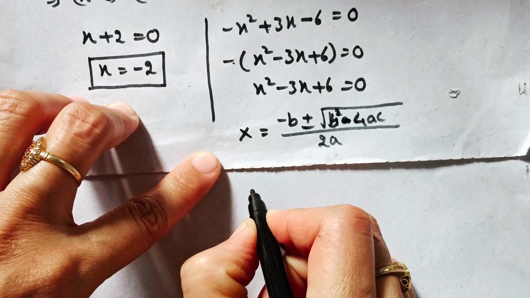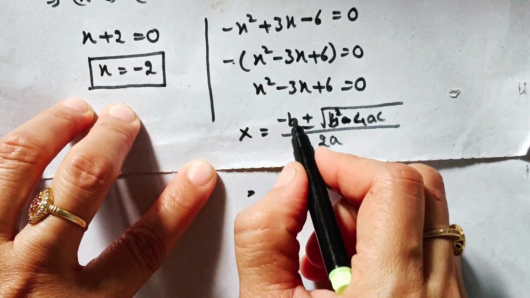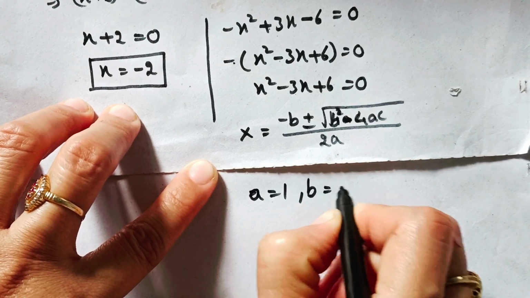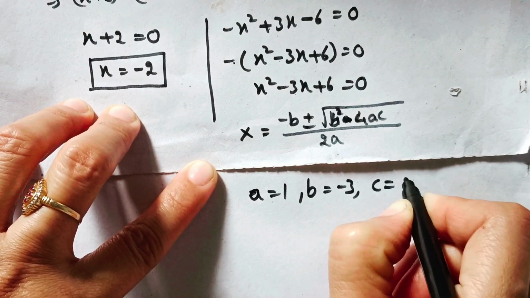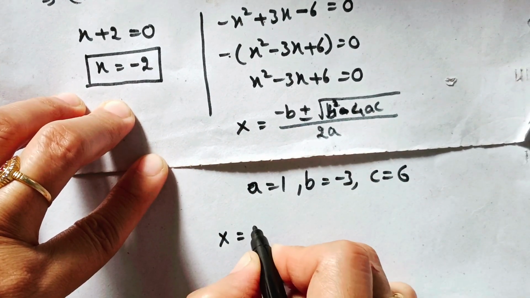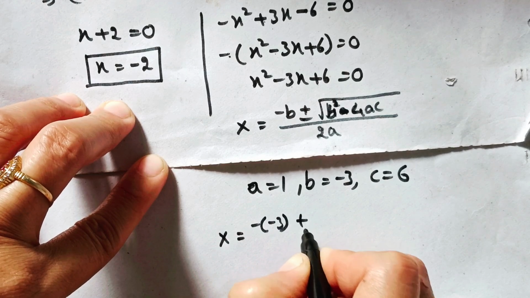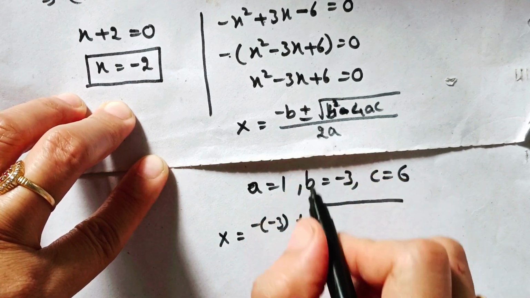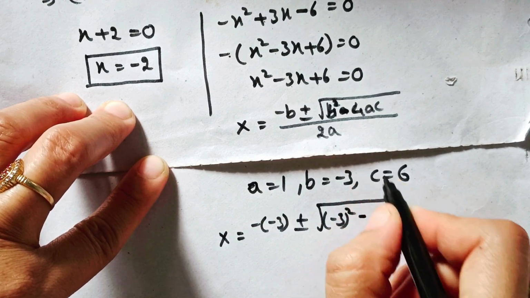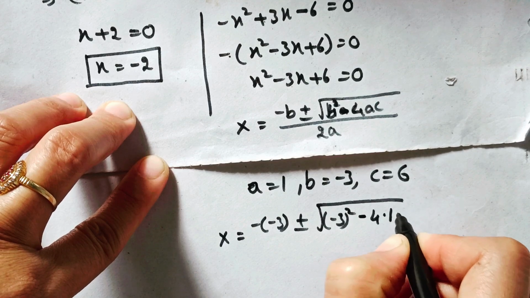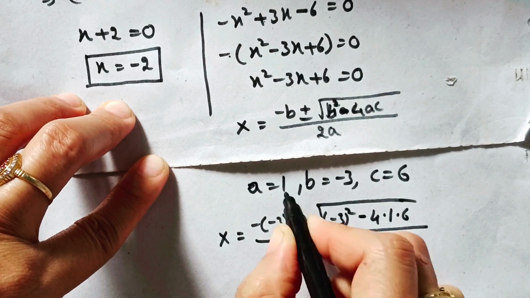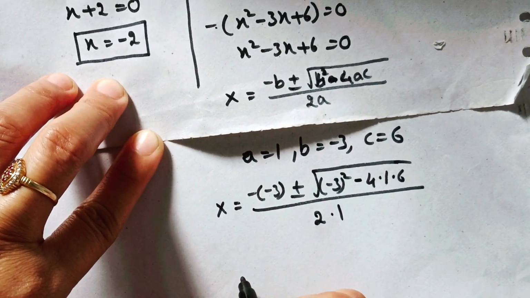So here I'll write a equal to 1, b equal to minus 3 and c equal to 6. So x equal to minus b, means minus of minus 3, plus or minus square root of b square, means minus 3 whole square, minus 4ac, 4 into a means 1 into c means 6, divided by 2a, 2 into a means 1.